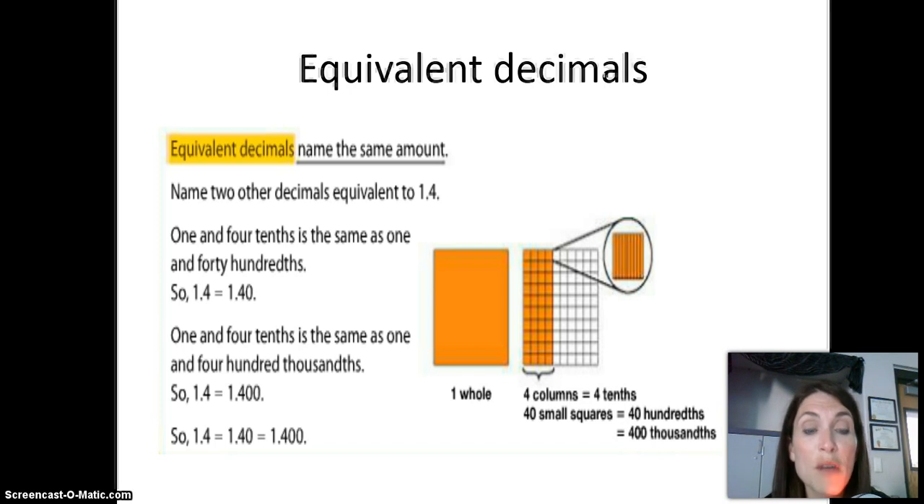We also know that 1 and 4/10 is equivalent to 1 and 400 thousandths. So this also shows us a nice diagram of what that would look like visually.